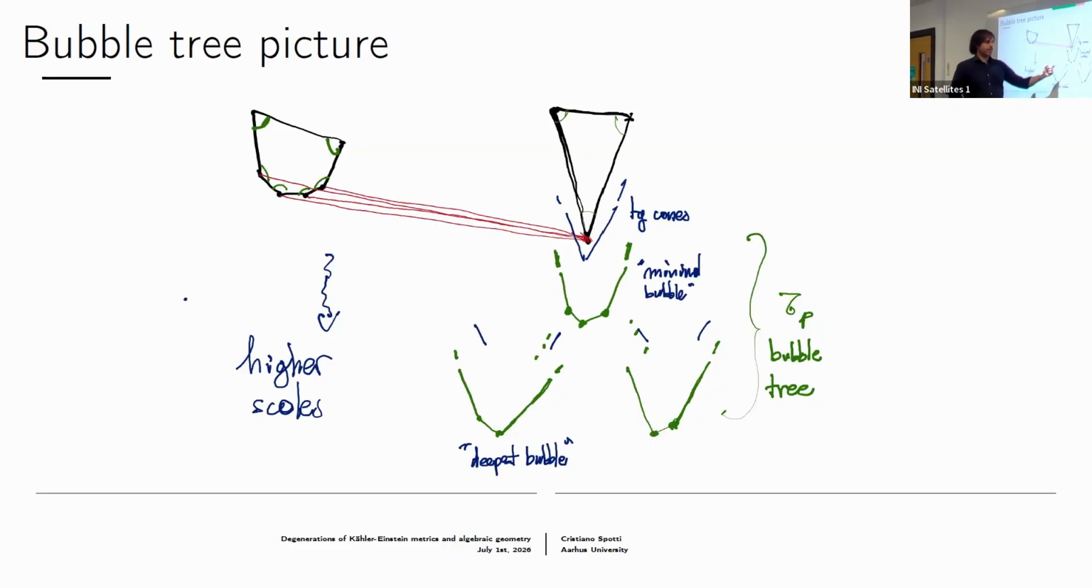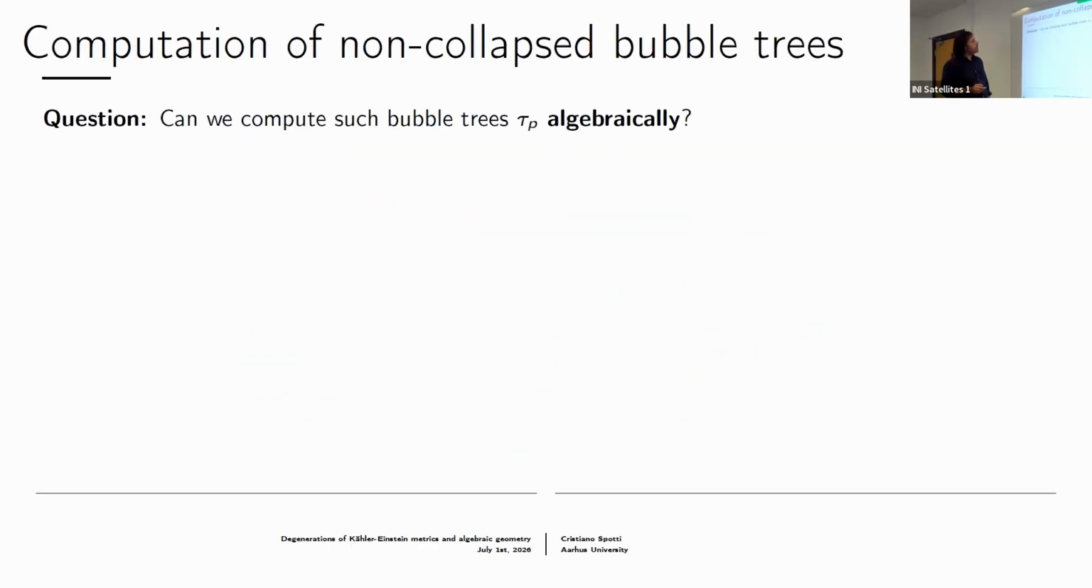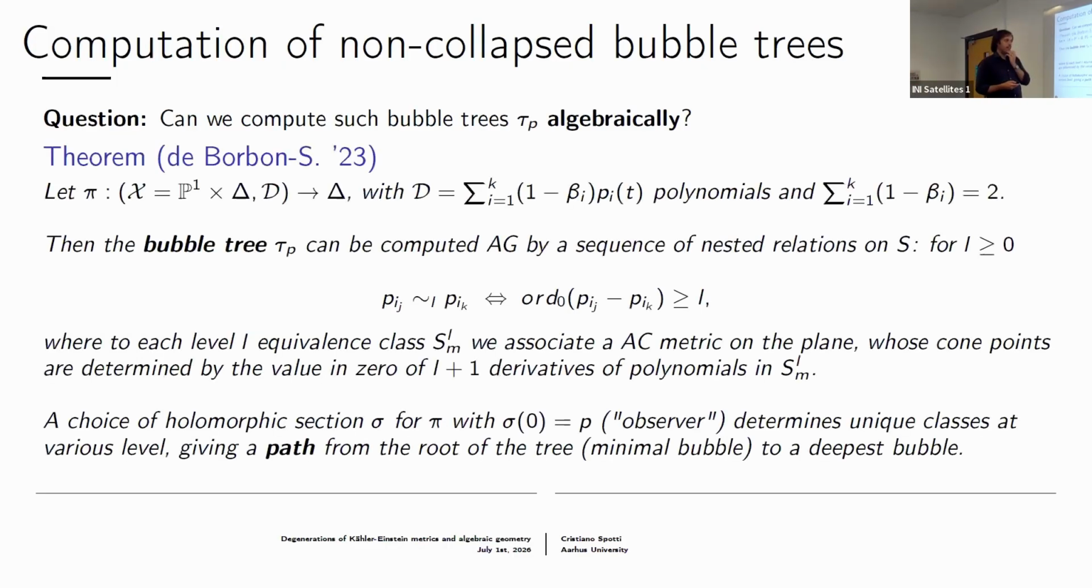And you can go inductively until you reach what are called the deepest bubble. In the deepest bubble, somehow you have managed to get all points not coming together. And this is a finite process. And so the question is, okay, this is metric, but can we compute it algebraically, this bubble tree? And essentially the answer in this toy model is a yes, and it's very simple.